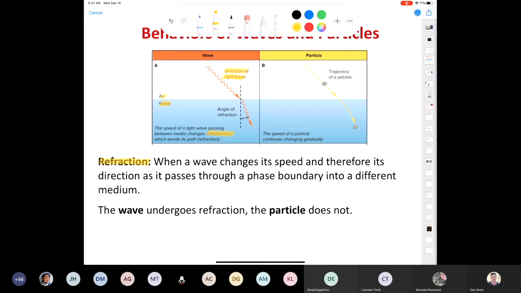Okay, what about a particle? Well, you're probably thinking, come on, if I throw a pebble into water, it's going to change its trajectory, right?